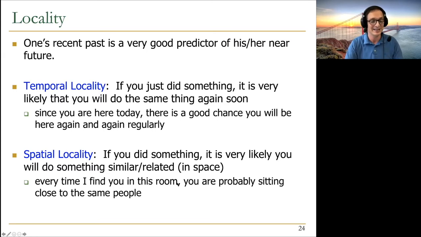Every time I find someone in the room, they're probably sitting close to the same people for whatever reason, right? Maybe they're friends, maybe they just like that particular location to sit in the classroom. Essentially, they're spatially correlated with each other. And this is the notion of spatial locality. And we're going to see that in the program's access patterns also. But these are, in my opinion, the more general principles that can be applied to different things in life also. And you will see that this lecture actually is like that as well.